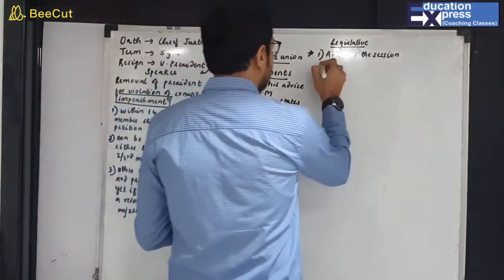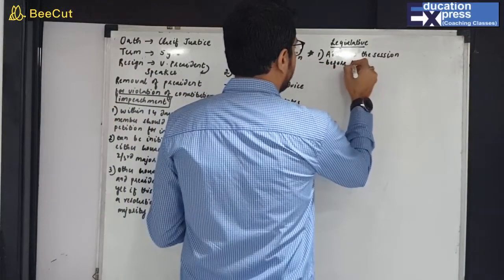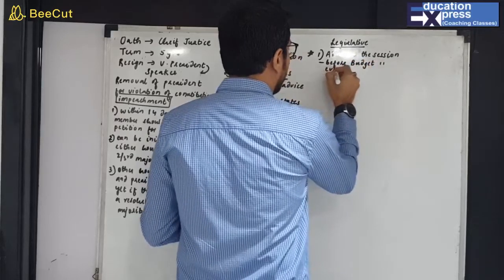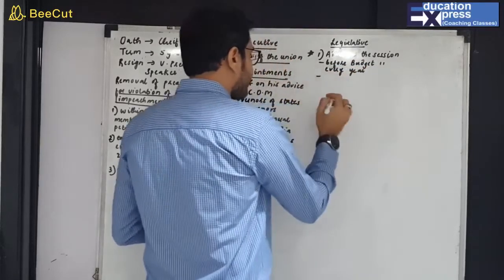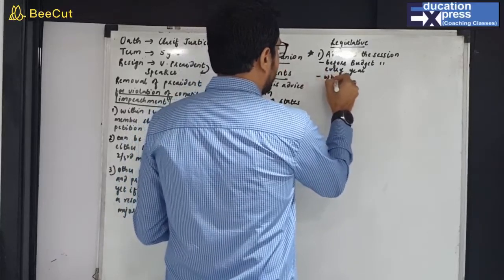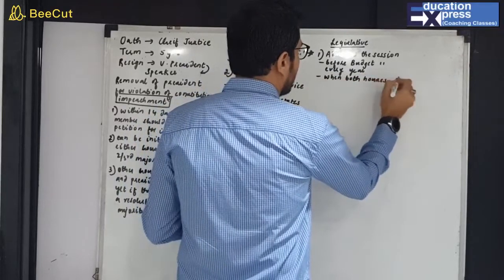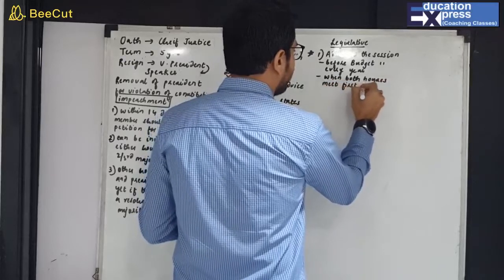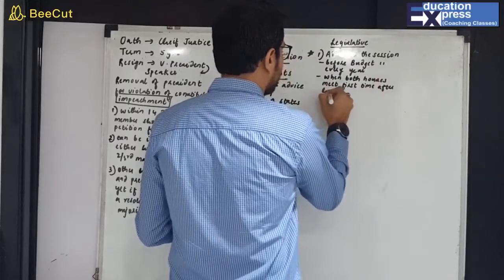So the first thing is before the budget session every year, and the second one, when both houses meet for the first time after general elections.